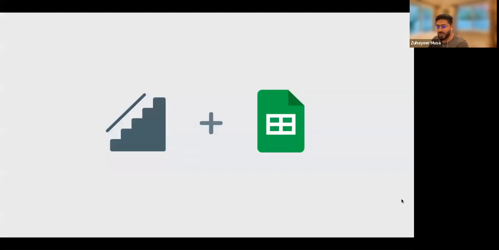And with that, I'll hand it over to Zaheer to talk a little bit about the decision making that went into continuing to use Google Sheets as we grew.